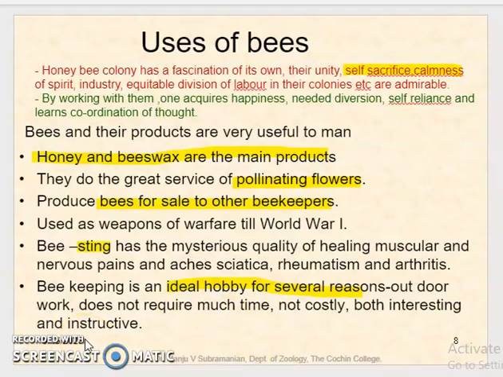A lot of other products are also there from honeybees, and apart from the aesthetic sense, they also give some economic value added products.